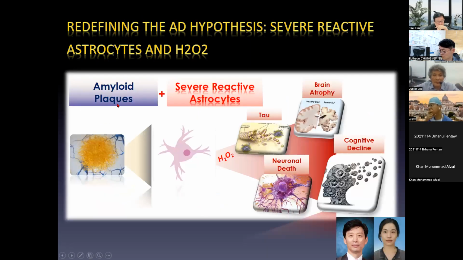Okay, so we can actually redefine the Alzheimer's disease hypothesis: it starts from amyloid plaques, but the presence of amyloid plaques and the presence of the severe reactive astrocyte ensures the onset of Alzheimer's disease. And this is all through the H2O2, because if we use an H2O2 scavenger, we can actually stop all this process. And this leads to tauopathy, brain atrophy, neuronal death, and cognitive decline. The key component here is neuroinflammation, which is severe reactive astrocyte, and the molecular factor is this H2O2.